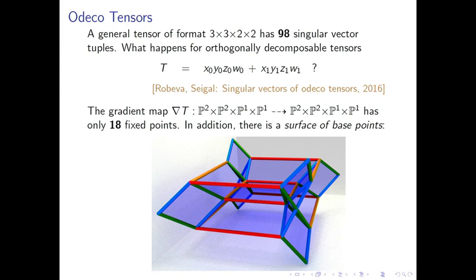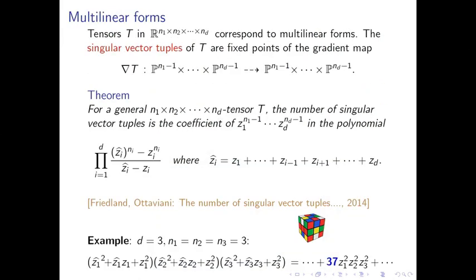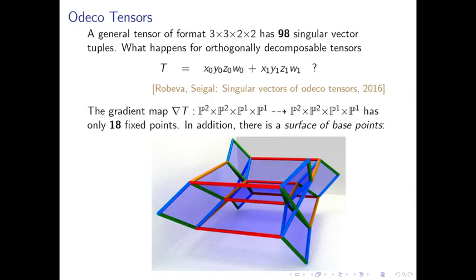Let's look at a tensor of format 3 by 3 by 2 by 2. This defines a quadrilinear form, a multilinear form of order 4, and it has 98 singular vector quadruples. The 98 you get by plugging into this formula. A general such tensor has 98 singular vectors. Now what happens in the ODECO case? In the ODECO case, such a tensor, represented by its corresponding multilinear form, will look like this. Up to a change of basis, an ODECO tensor looks like this.